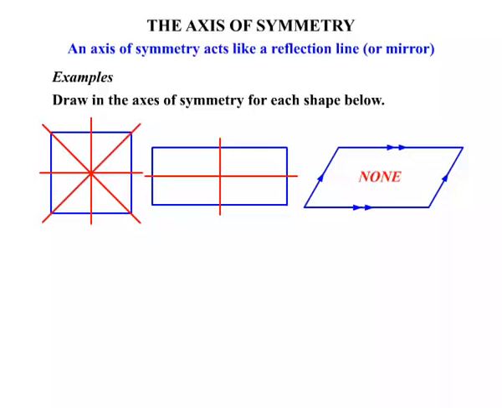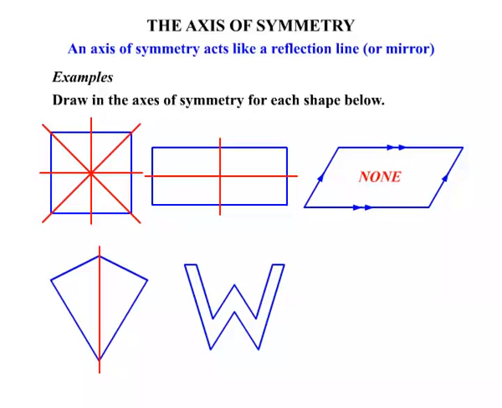In fact, if you were to cut out a piece of paper in a parallelogram shape, no matter how you folded it, you will not find an axis of symmetry. There are none there. Now this shape is called a kite. Its axis of symmetry is straight down the middle.